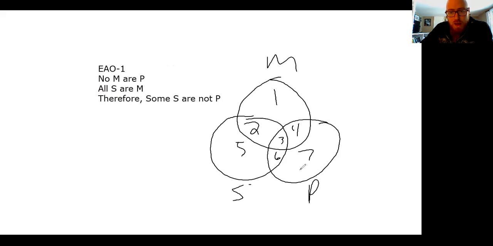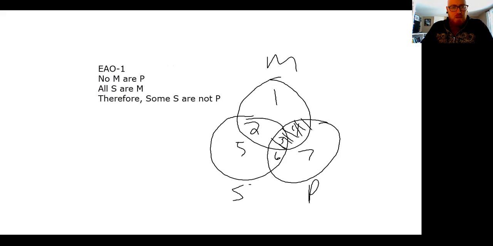All right, so no M or P. So that tells me that these two regions, regions 3 and 4, are empty, right? So since 3 and 4 are the two regions where there could be M's which are P's, that means that these two things need to be shaded, since no M's are P's.